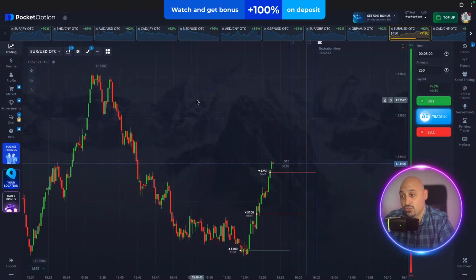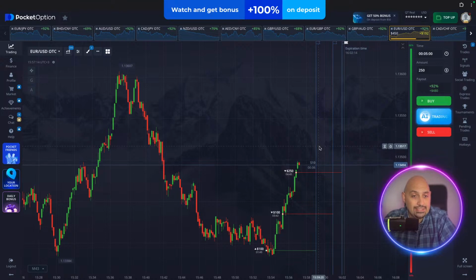I don't know if this is a reversal. I feel that it's a pullback. What do you guys think?